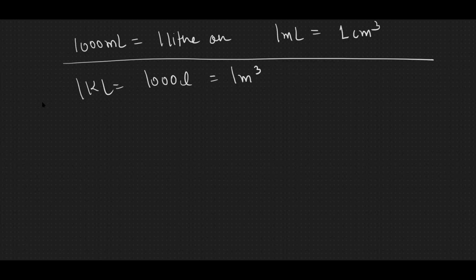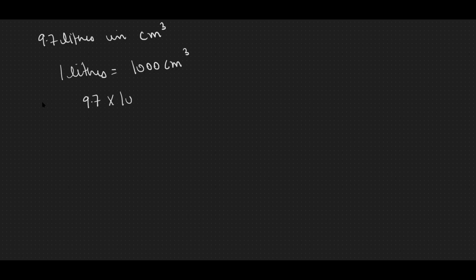Now, example 15: express 9.7 liters in centimeter cube. Very simple. 1 liter has how many centimeter cube? 1000. 1 liter has 1000 centimeter cube. So this will be 9.7 multiplied by 1000. So this will be 9700 centimeter cube.